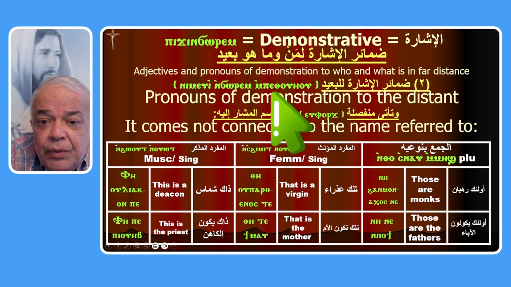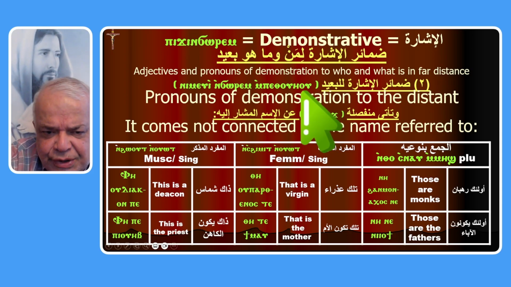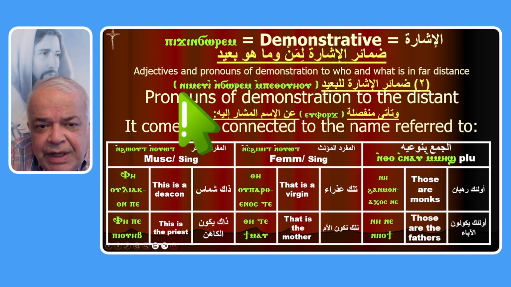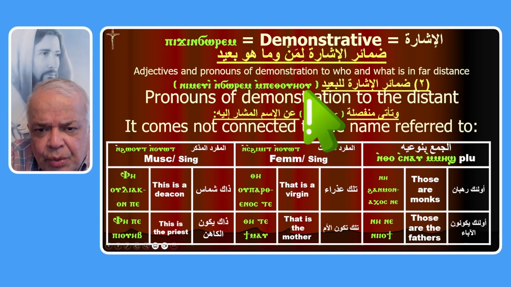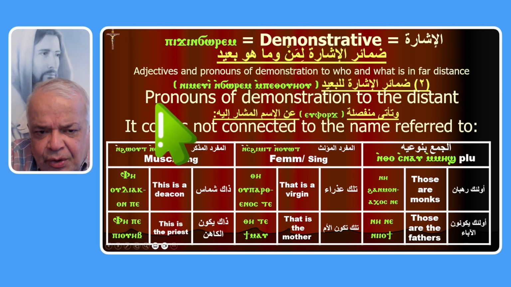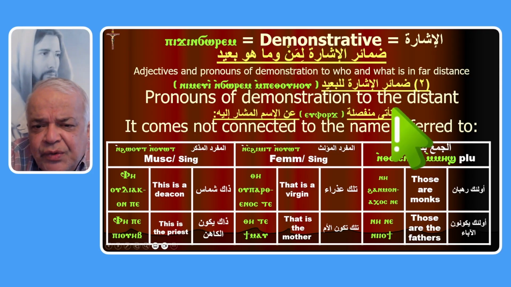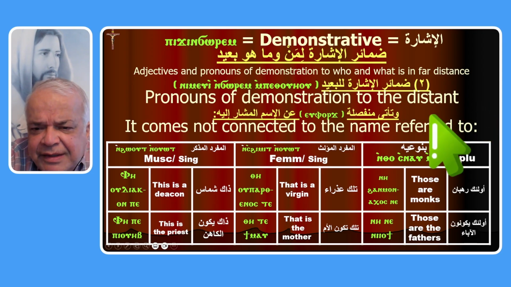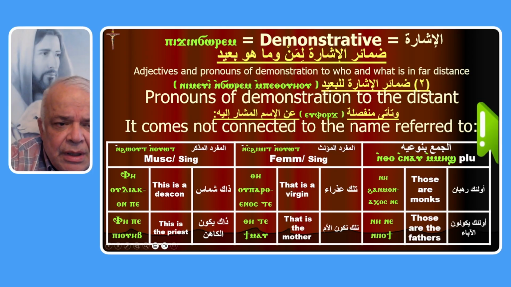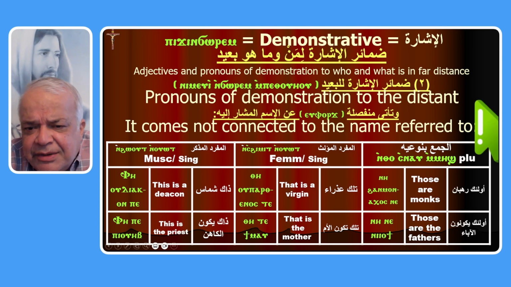So, those far away subjects or objects. So, the pronouns or the ideas. Here it means the pronouns of demonstration to the distant or of the distant. Either one, to the distant or of the distant object or subject or sane or insane article, etc.